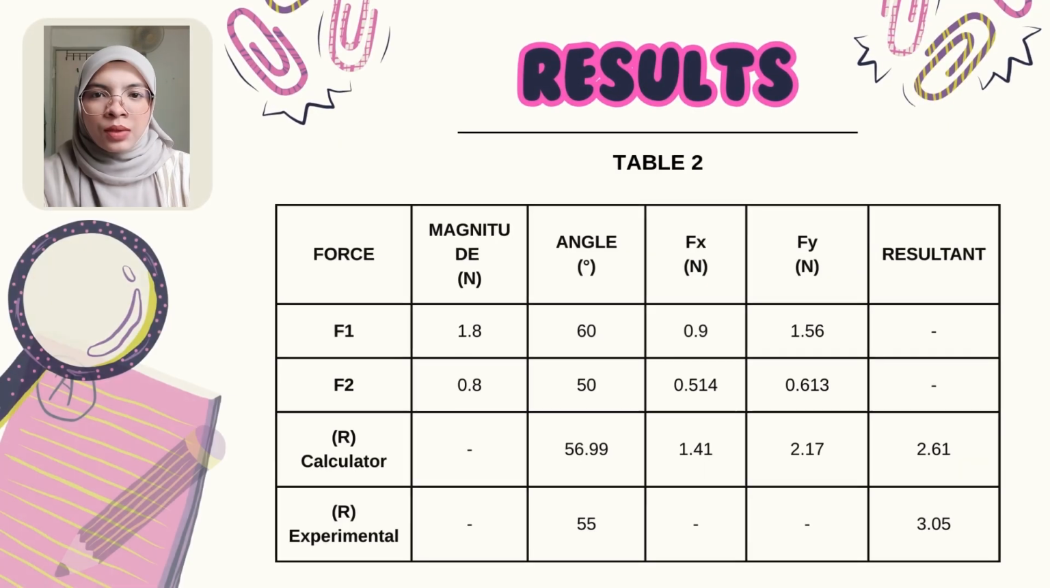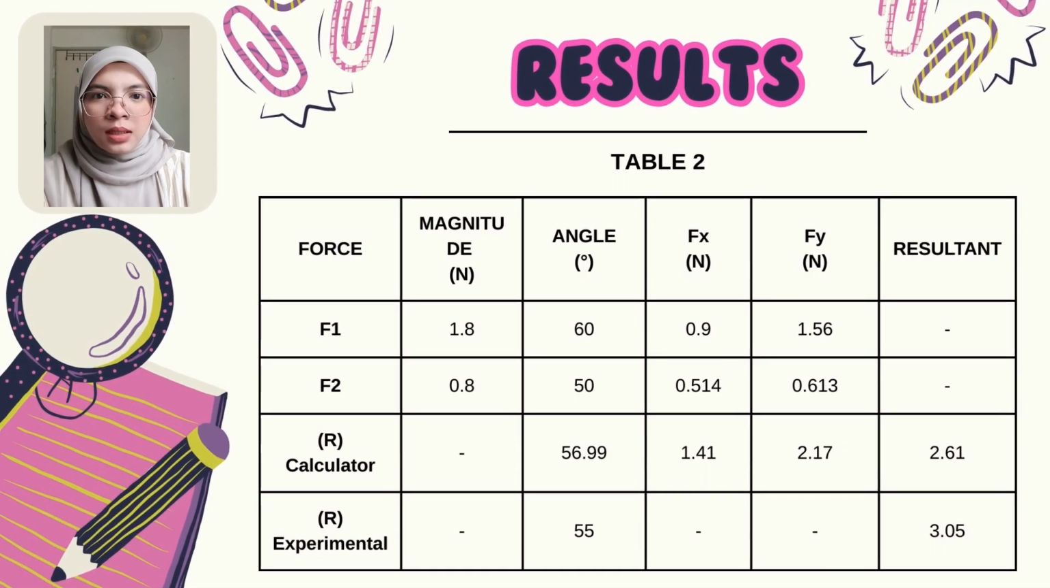The next slide is the result for table 2. The table shows the same force table measurements. It's the second table that we recorded. As you can see, for force 1 we put 1.8 magnitude and a 60-degree angle, and for force 2 we put 0.8 magnitude and a 50-degree angle. The forces were then calculated, with different results on each axis.